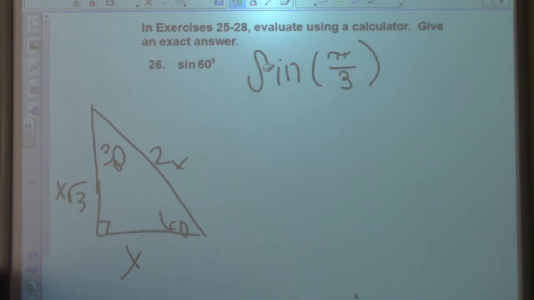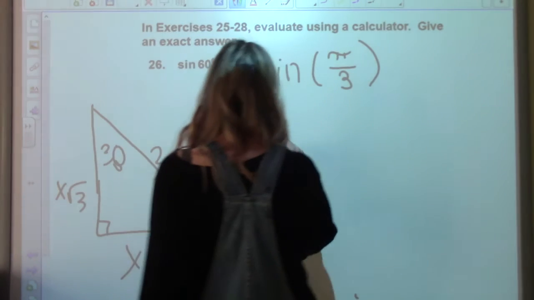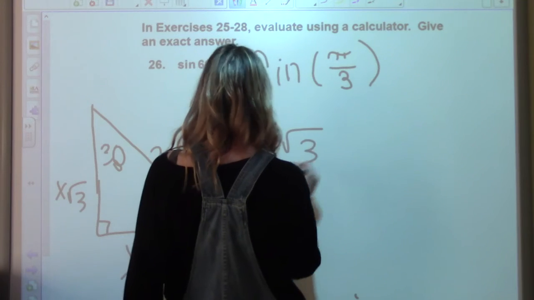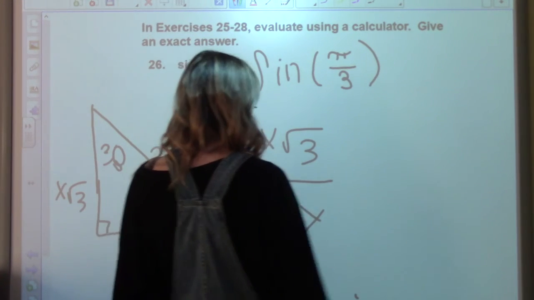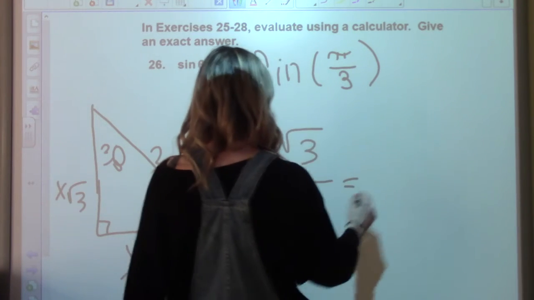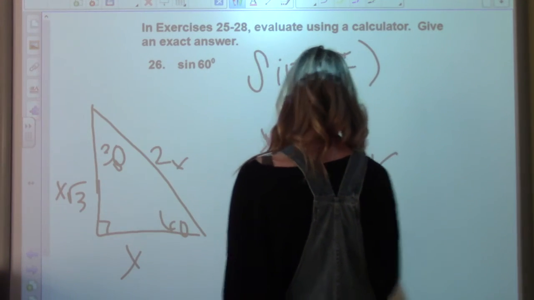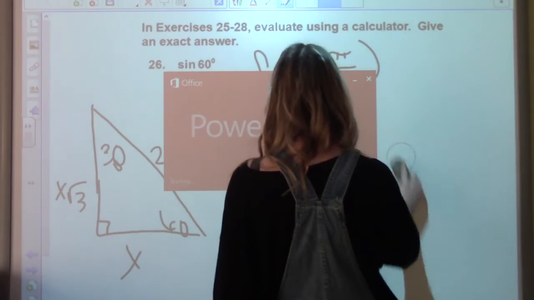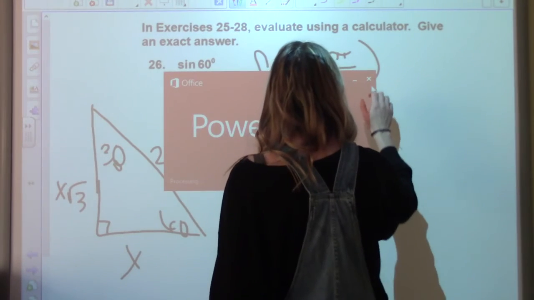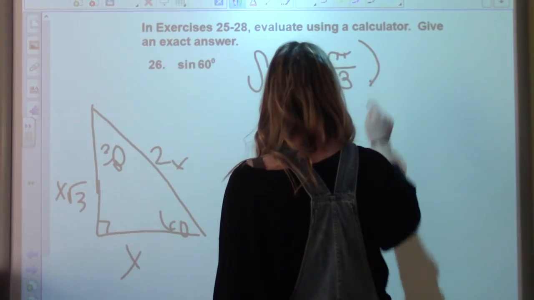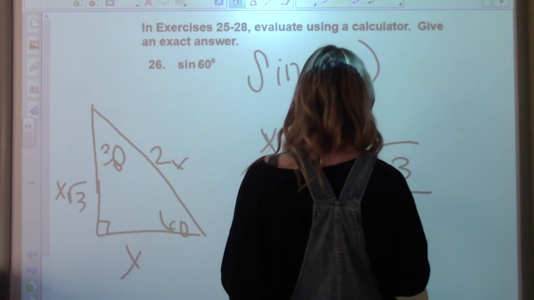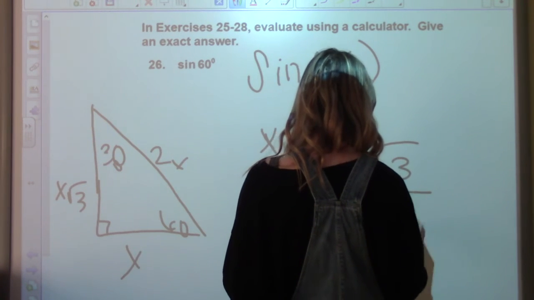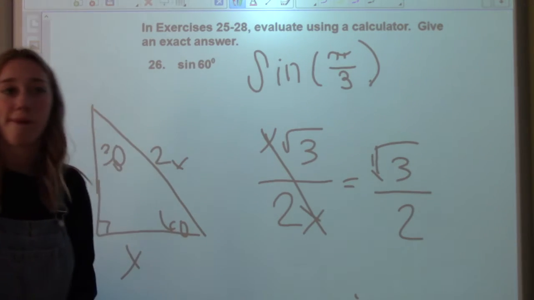It's because of the hand. So x square root of 3 over 2x, the two x can cancel out. So she missed it, it's just square root of 3 over 2, because she had this at the same position and then this position. Here, we're going to do this over 2.